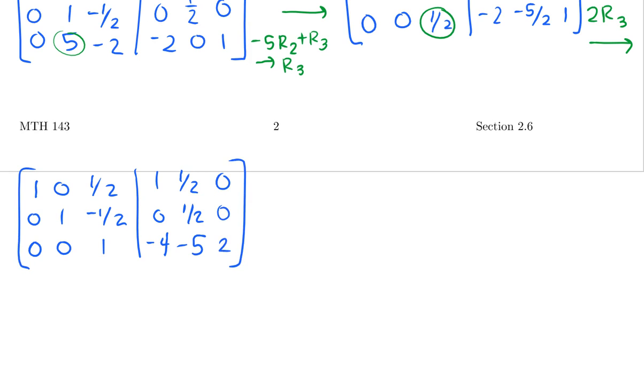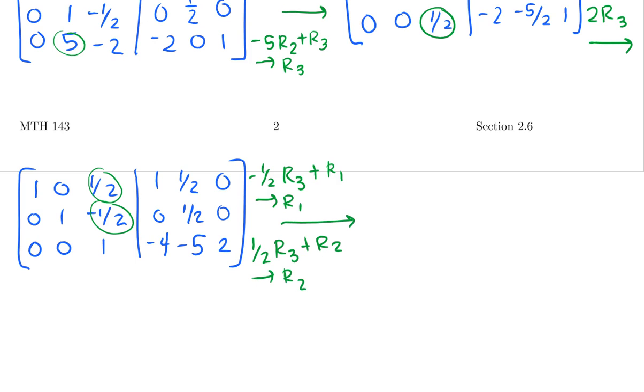And now we are so close to the end. We need the 1/2 and the negative 1/2 in the third column to be zeros. So we will take negative 1/2 of row 3, because we're pivoting on the 1 from row 3, and we will add it to row 1, and this of course goes into row 1. Similarly, we'll take a positive 1/2 times row 3 plus row 2, and this will go into row 2, leading us to our final matrix.